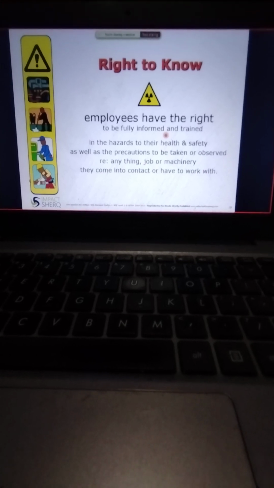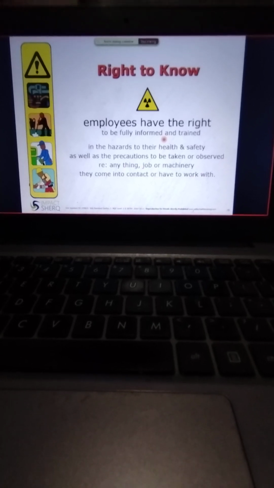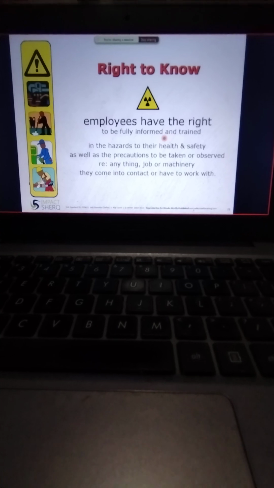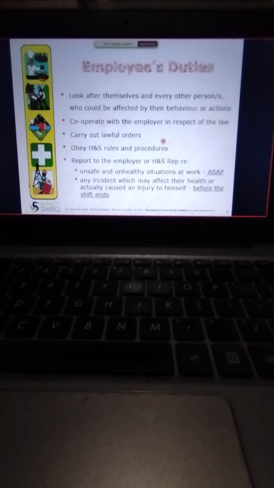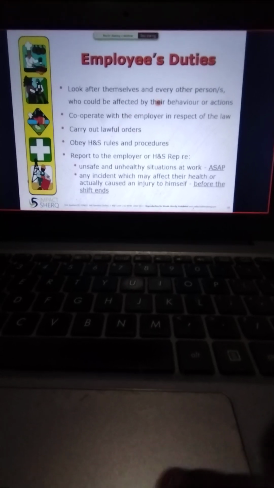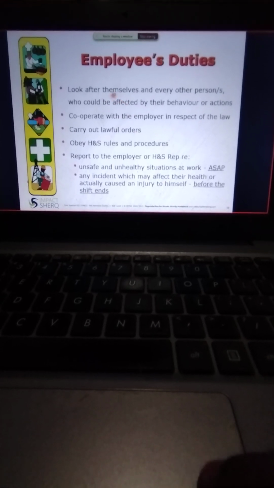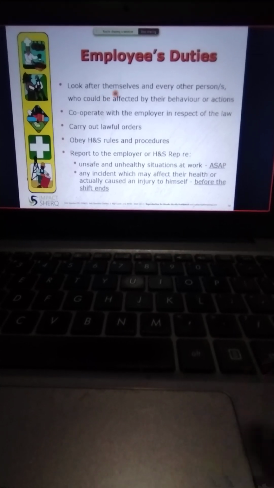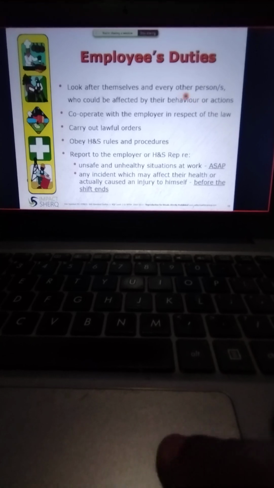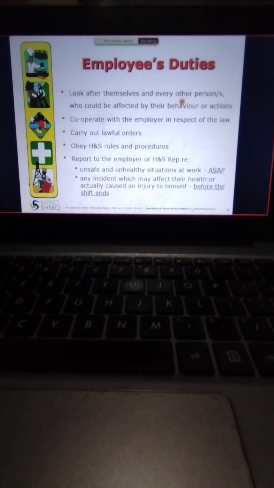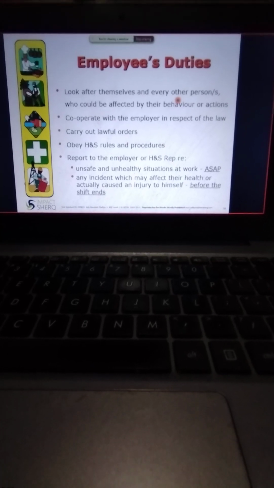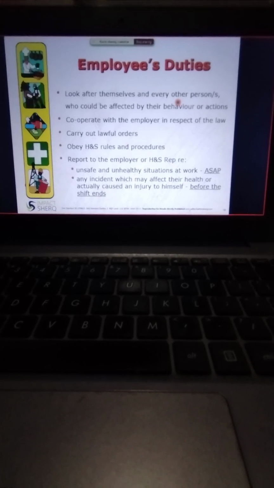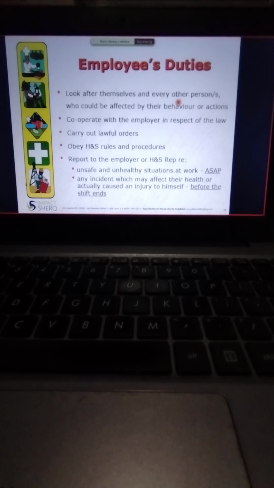So health and safety is not a privilege. Health and safety is not a comfort. It is a right. Every employee has a right to be safe. But there are also employee duties. When people are working at a company, they have a duty to look after themselves. Every employee has a duty to look after themselves and to look after others. So health and safety is not the duty of the employer only. It's not the duty of the employer. No, the health and safety is also the duty of the employee as well.